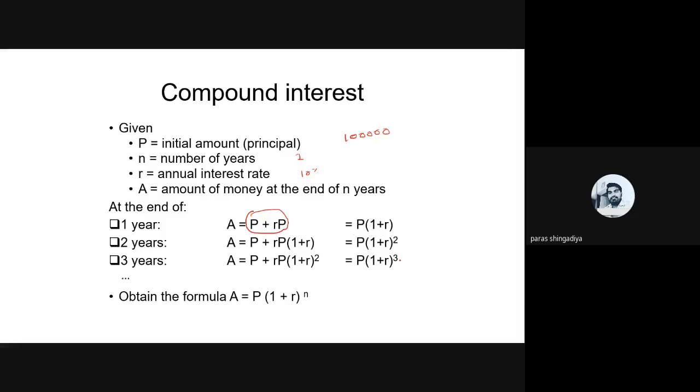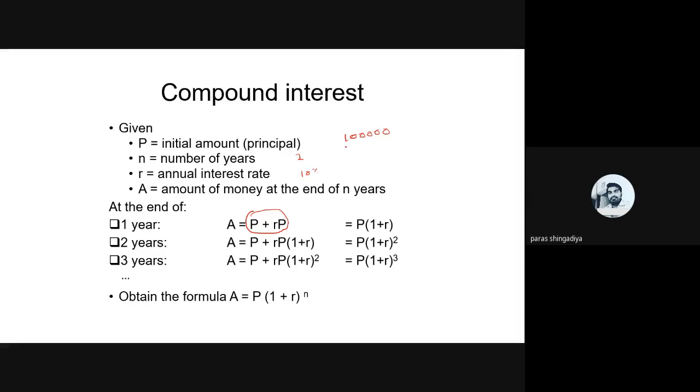Then for the third year, it will be P(1 + R)^3. At the fourth year, it will be P(1 + R)^4. At the fifth year, it will be P(1 + R)^5. And at the nth year, it will be P(1 + R)^n. P(1 + R)^n is the amount with the interest rate. And you can also verify this.